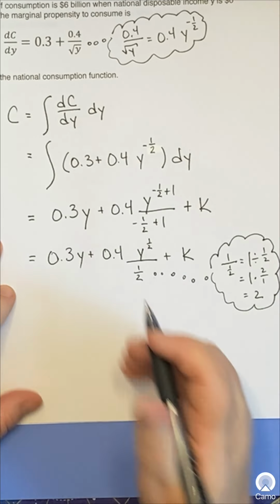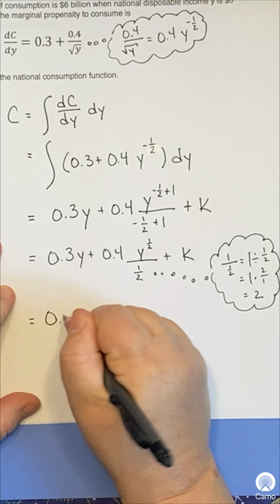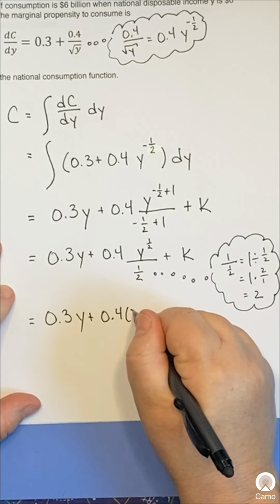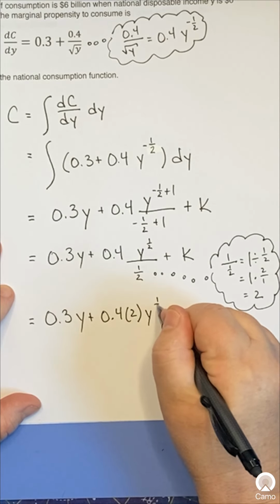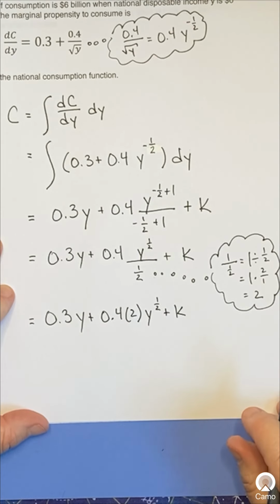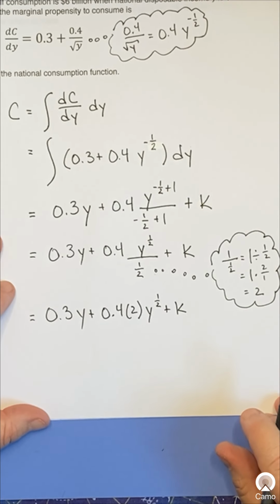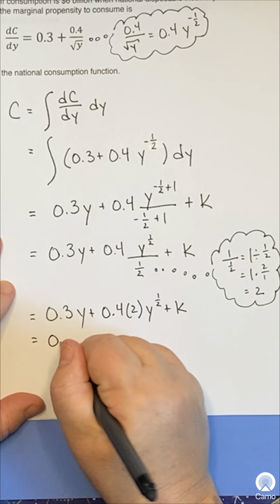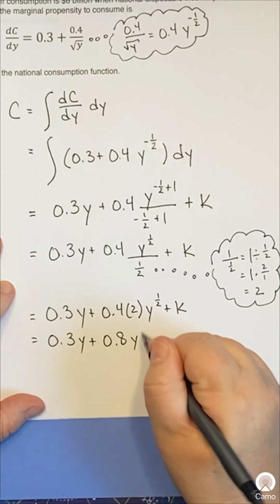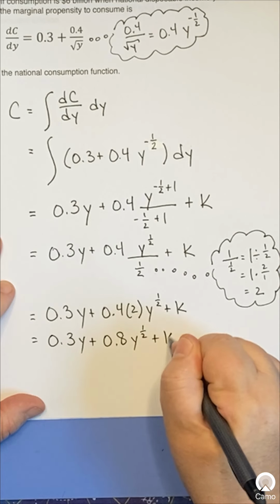Kind of, sort of. Maybe it's a little fuzzy. People are like, I don't know about that. Well, I do. That's the great thing about being the teacher. I do know. I mean, sometimes. Not always. Sometimes I have to figure it out too. Okay, so then I get 0.3y plus 0.8 y to the 1/2 plus k.